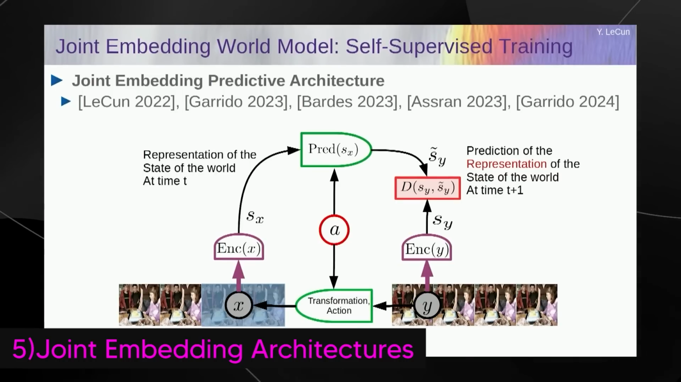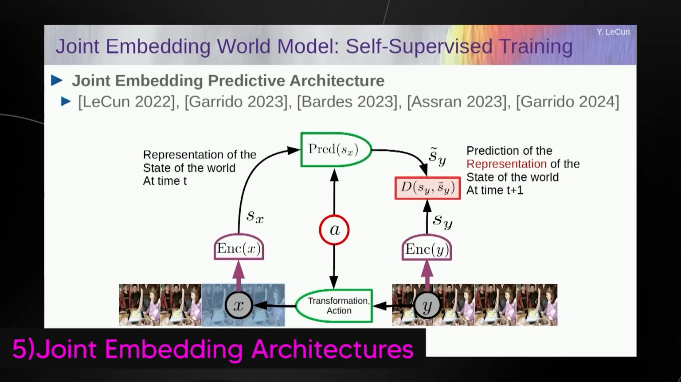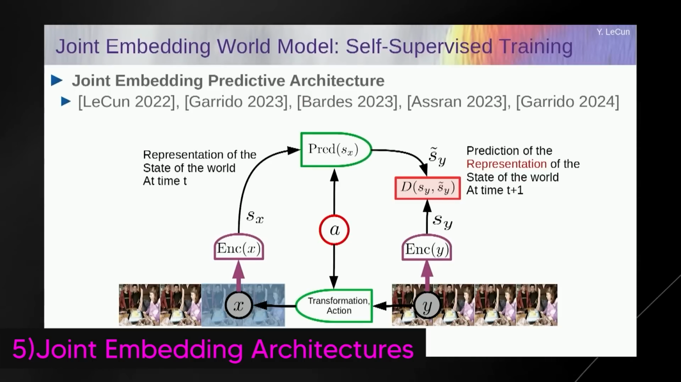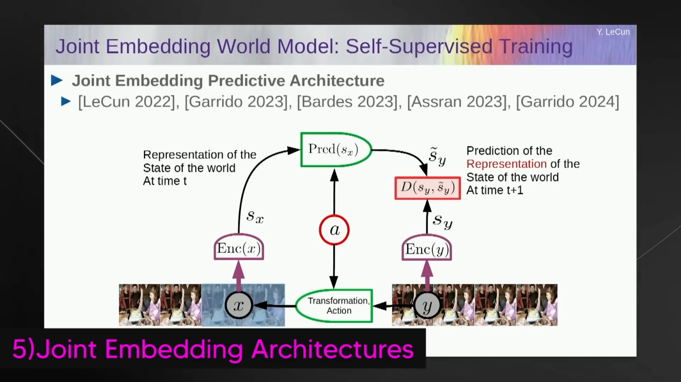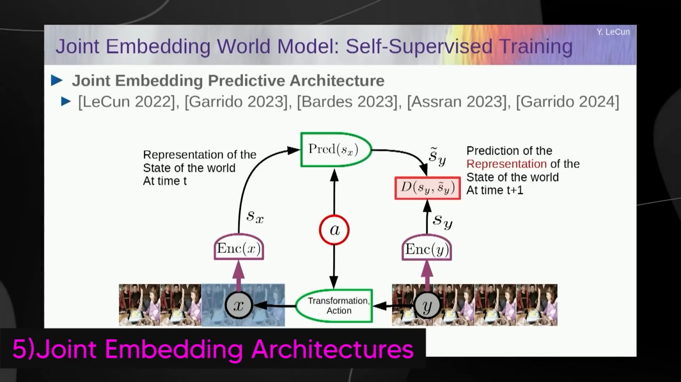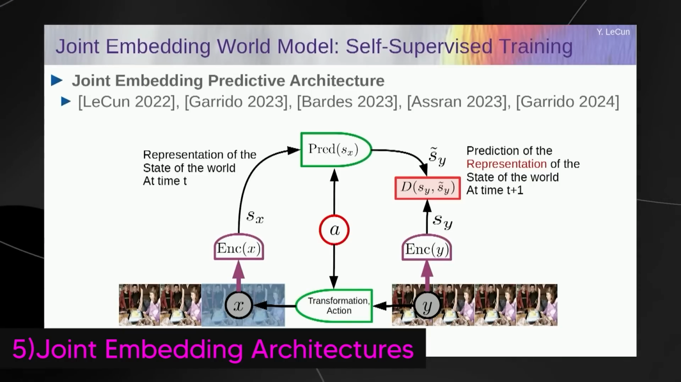Now the question is how you do this, because if you just train a system like this using gradient descent backpropagation to minimize the prediction error, it's going to collapse. It's going to learn a representation that is constant, and now it becomes super easy to predict, but it's not informative.